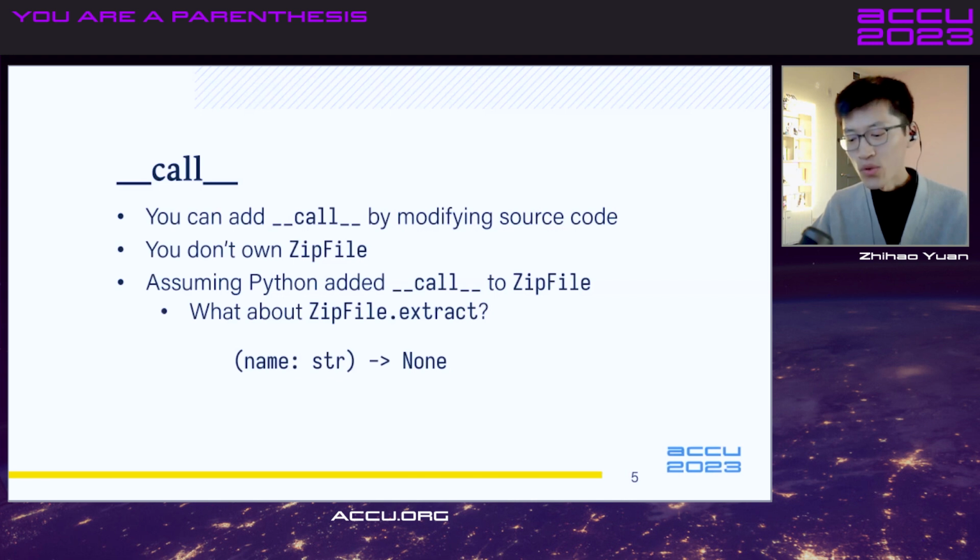Now, what about ZipFile.extract? What if I have another higher-level function that wants to take a callback? That callback takes a member name but returns nothing. In that case, if we defined the call operator for ZipFile, that call operator has a pre-existing role. There's no way to distinguish those, right? You can't say I define another double underscore __call__ to do the other job.